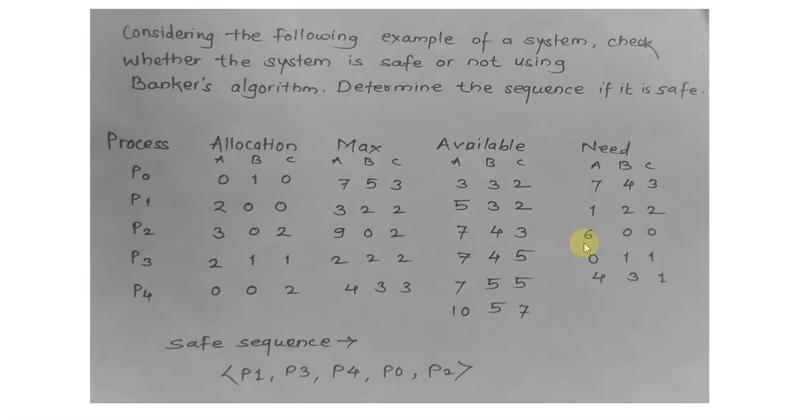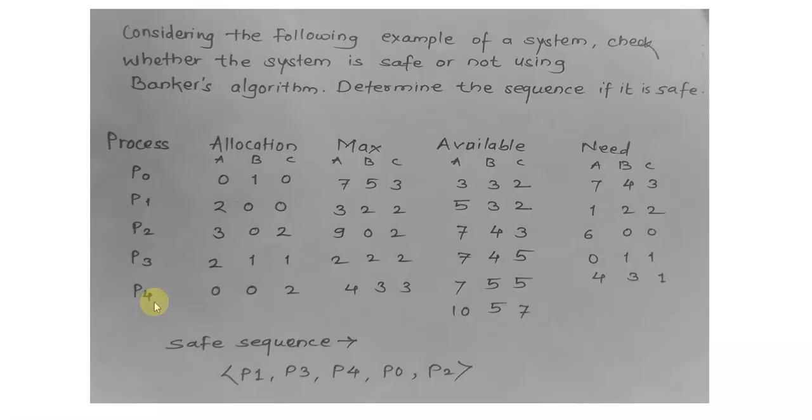Now again we are going to move forward. So now it's the P4 process. The requirement is 4, 3, 1, and we have 7, 4, 3. So we can again easily allocate these available resources to the P4 process. Okay. So here we are going to write P4 in the same sequence.